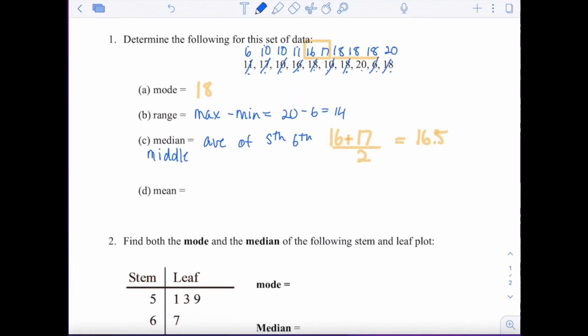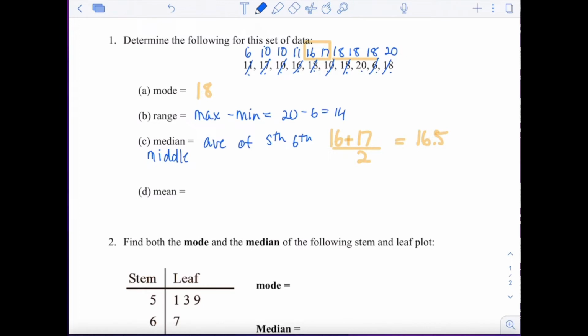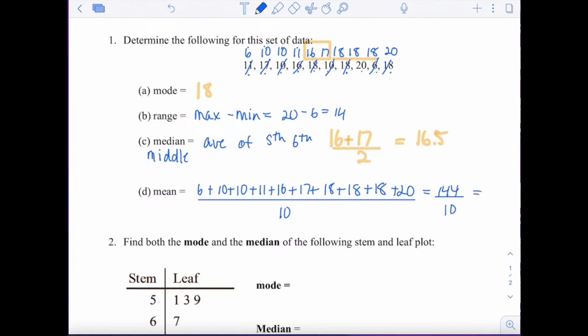How about the mean? The mean is the average. So what I'm going to do is add up all the numbers and divide by the number of numbers. This ends up being 144 over 10, which is 14.4.